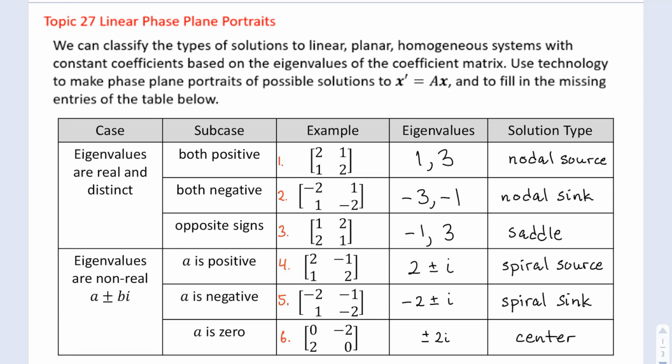In the first case, where the eigenvalues are real and distinct, we're going to explore what happens when both eigenvalues are positive, when both are negative, and when they have opposite signs. And when it comes to non-real, we're going to explore what happens when the real part is positive, when the real part is negative, and when the real part is missing. First of all, we're going to tackle number 3. I want to do that one first, and then we'll do the rest in order after that.